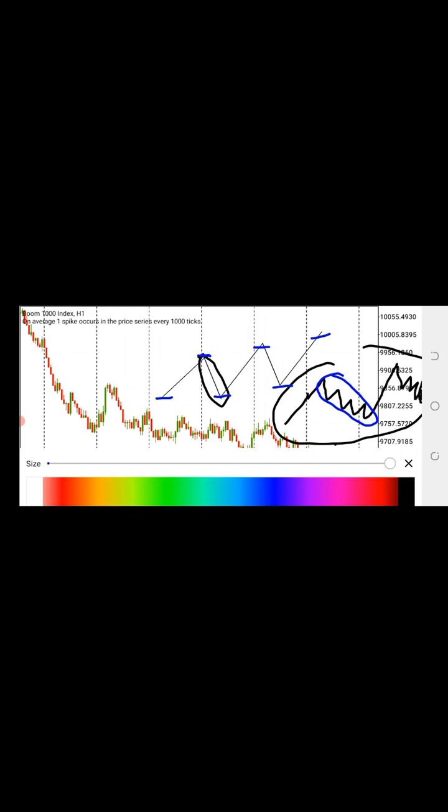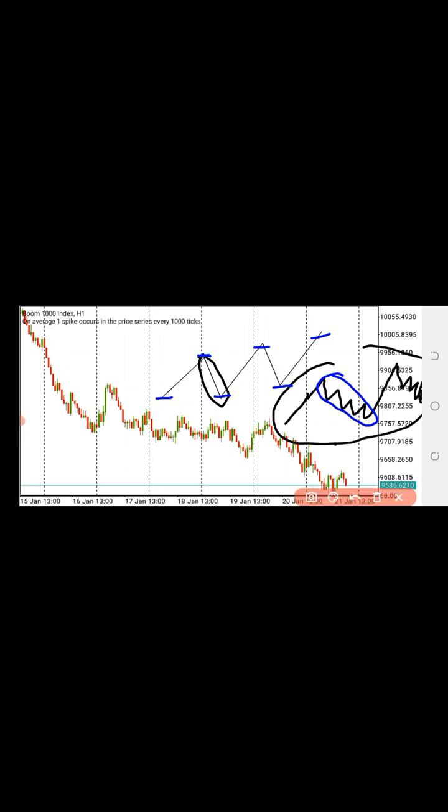Now let me break it down to the simplest form so that you don't get confused. What we mean by a swing low is the lowest point in the market that causes a swing high. Obviously, looking at this now, this is our swing low, and this is our swing high. This is our swing high, and this is our swing low.